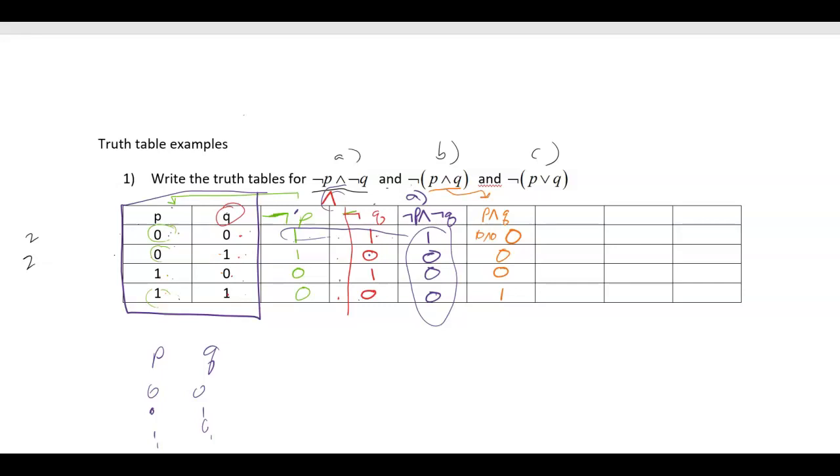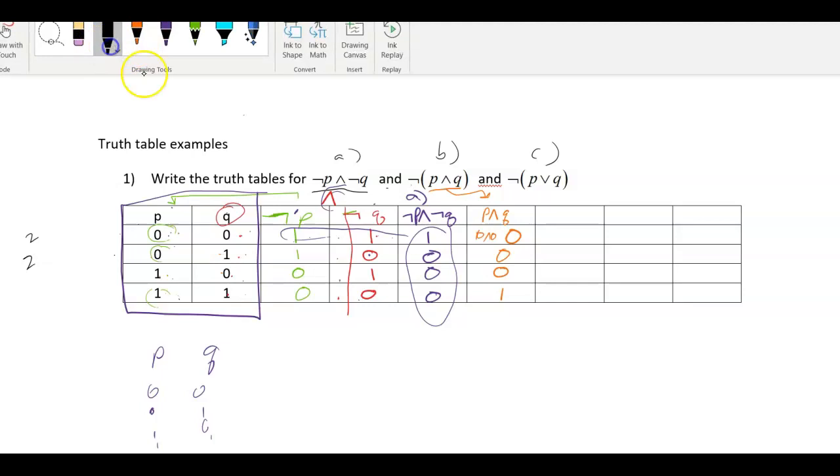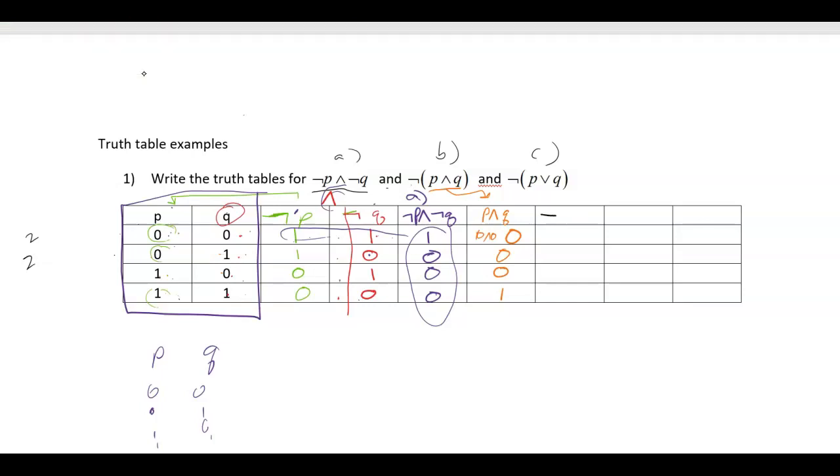Now, I want to do not (P and Q). I'm going to do the opposite. I already found this piece. I already found that. It's right here. So I just look to the column to the left and write the opposite. 1, 1, 1, 0. So this is part B.